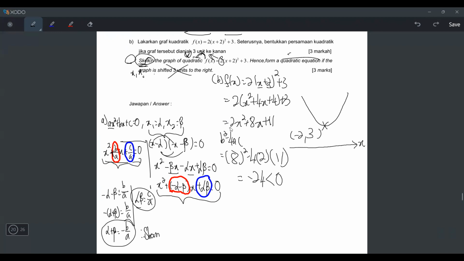It means if I try to press mode, eqn, I press A2, B8, C11, I will end up with no answer. Okay. I will see this symbol or this one. Okay. Means undefined, no answer. Okay. That is why it has no roots.